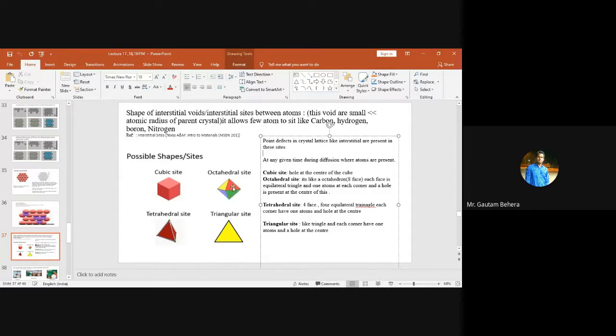All the corners. So in the top we have 1, 2, 3, 4, 4 triangles. On the bottom we have 4 triangles, all are equilateral triangles, forming a void called octahedral sites. Then tetrahedral sites. Tetra means 4, so we have 4 faces. Right? This is 1, 2, and 3, and the bottom one will be 4. So 4 faces, 4 equilateral triangles.